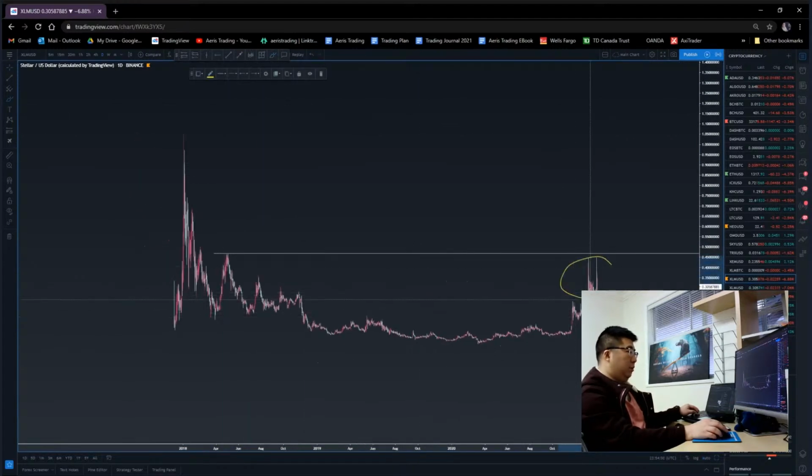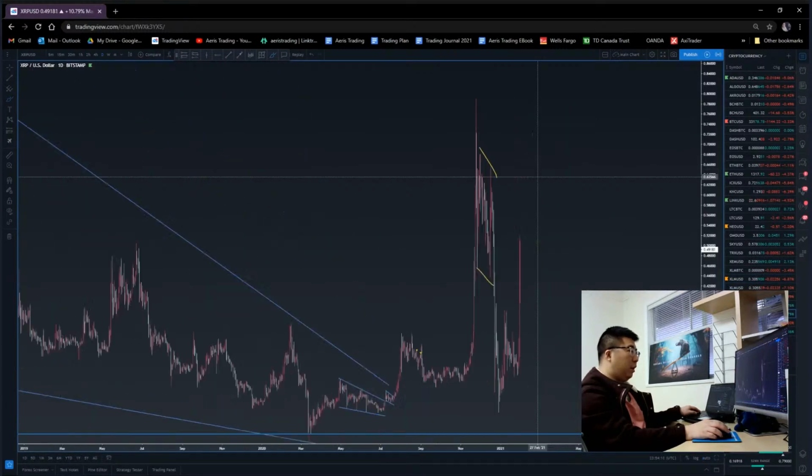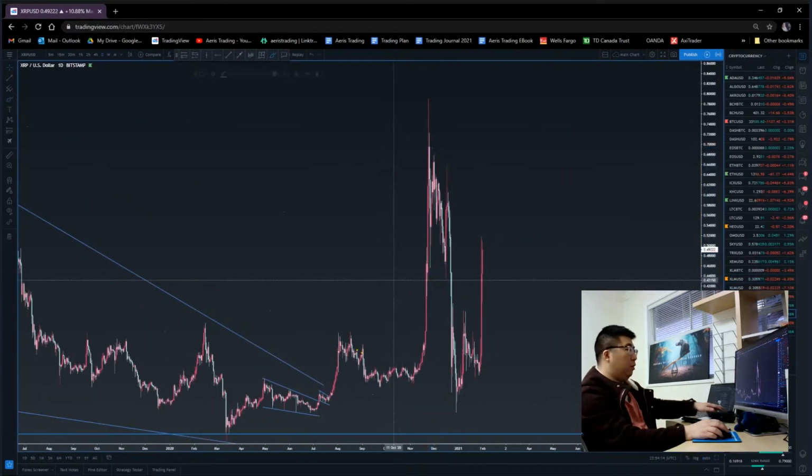So this is the period of time where we want to see what will happen and then continue upwards. Okay, so that's what I see on Stellar. Someone asked me about Ripple. Certainly, I don't mind talking about Ripple.